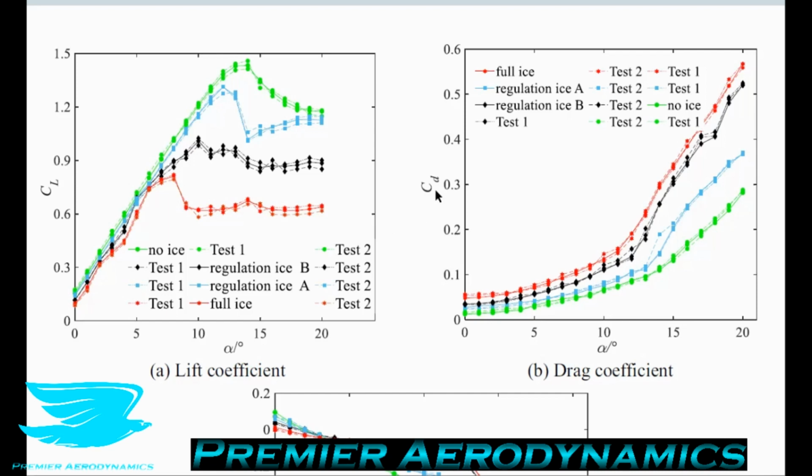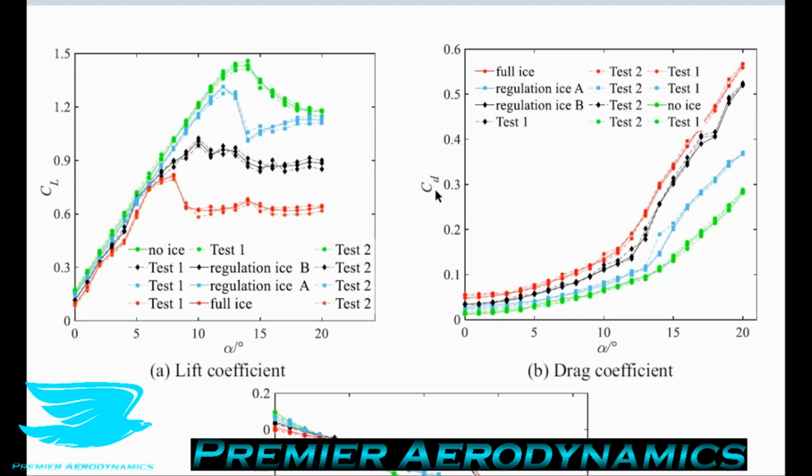Interestingly, when you put on just a little bit of ice, so ice regulation A, still the stall angle drops from about 13 degrees when you have no ice at all to about 10 degrees. And the lift coefficient drops by about 40% or 30%. When you have ice regulation, oh no, sorry, that was for ice regulation B. Ice regulation A, it's not as bad because there's not as much ice. So you get a reduction in the stall angle of attack by about 2 degrees, and the lift coefficient drops by about 0.1, so about 10%.